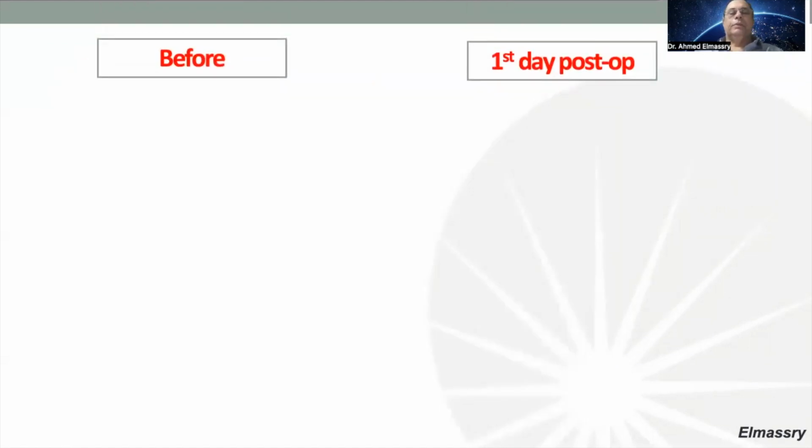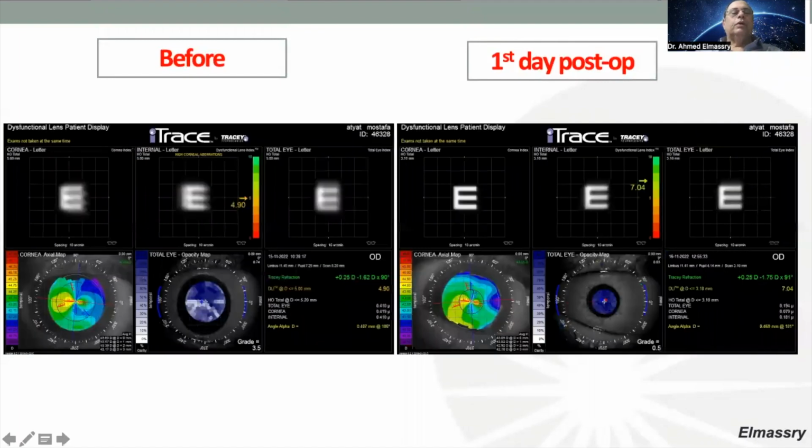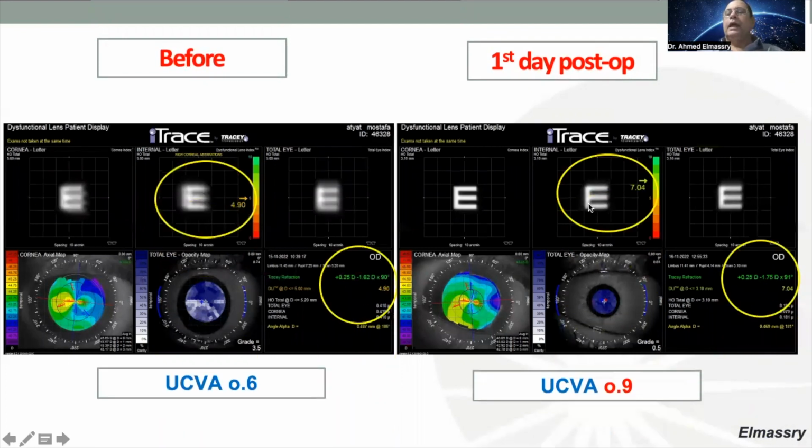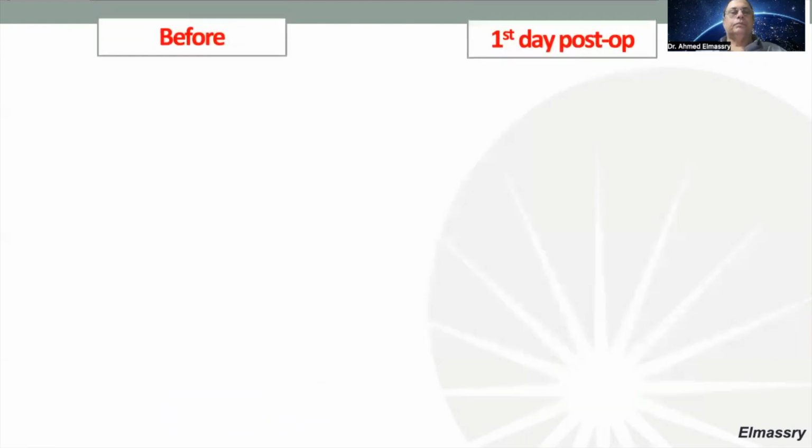This is an example of a patient that before surgery we did the Eye Tracey, showing the blurring of vision, and this is the dysfunction lens index, which is very low before the surgery, that improved markedly after day one, and better in spite of having the same refraction before and after surgery. But there is a big difference in the lenticular opacity before and after surgery, and the patient had improvement of vision due to the cataract surgery that had been done, with better quality of vision.